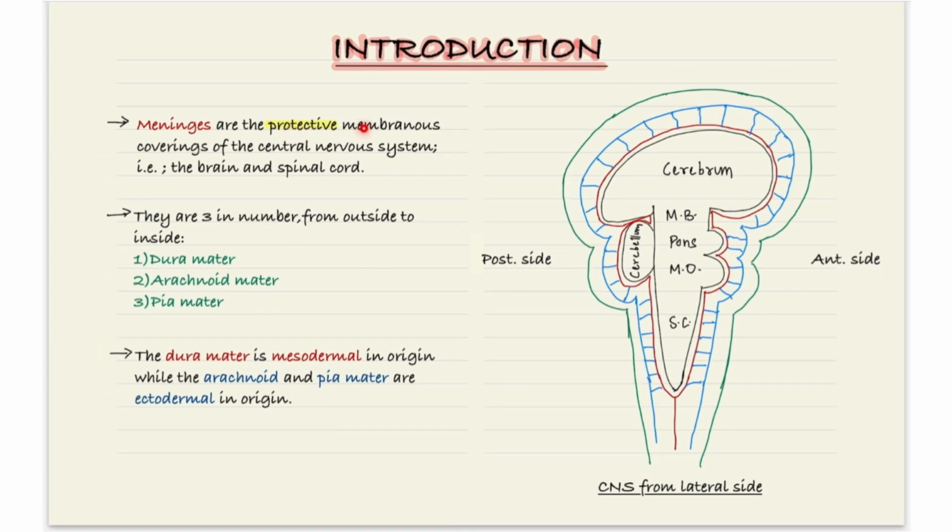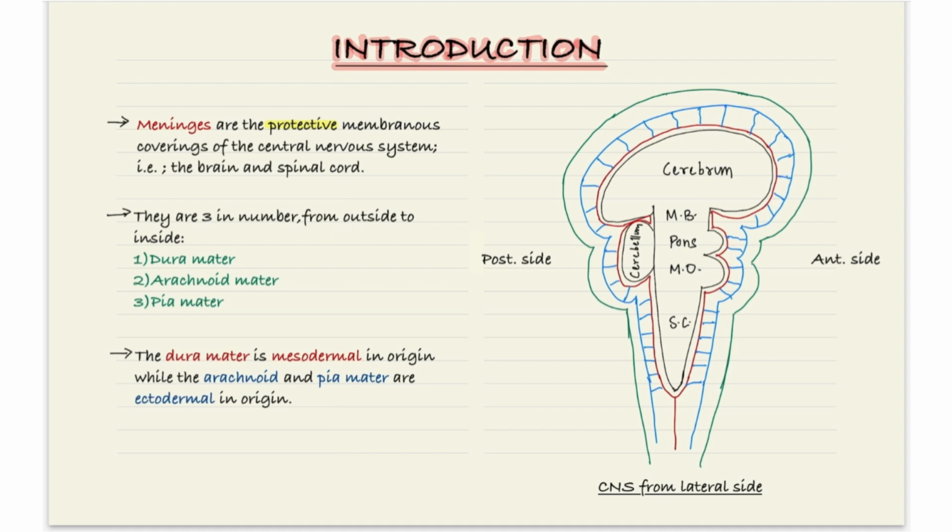Meninges are the protective membranous coverings of the central nervous system, that is the brain and spinal cord. So the meninges cover the brain and the spinal cord. They are three in number from outside to inside: dura mater, arachnoid mater and the pia mater. The dura mater is mesodermal in origin, while the arachnoid and pia mater are ectodermal in origin.